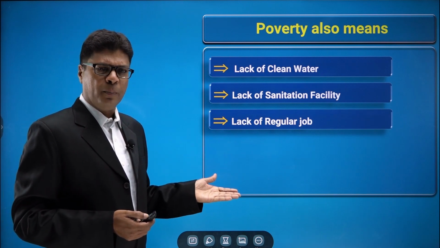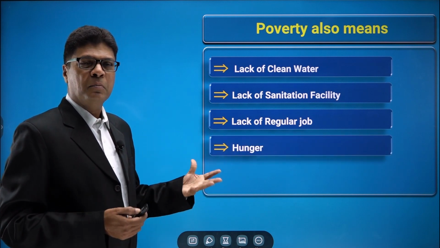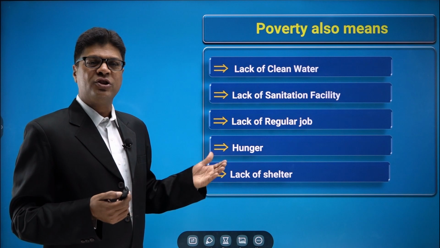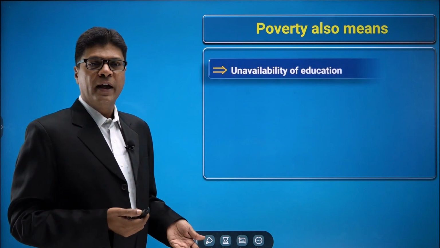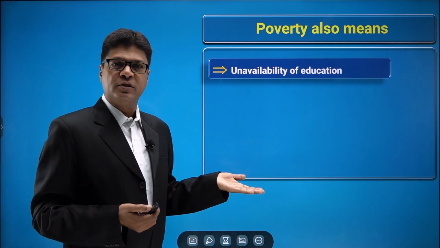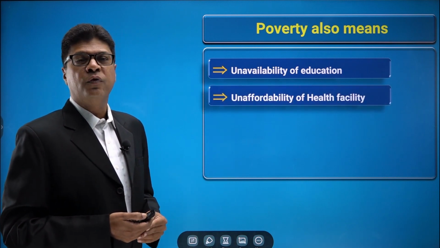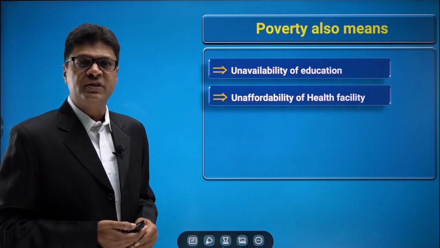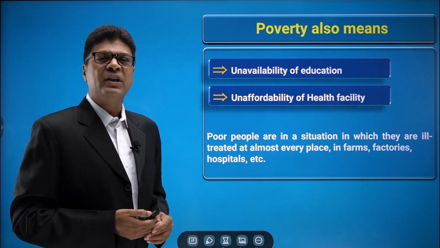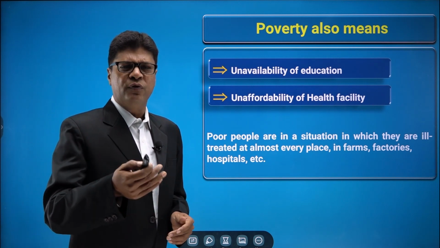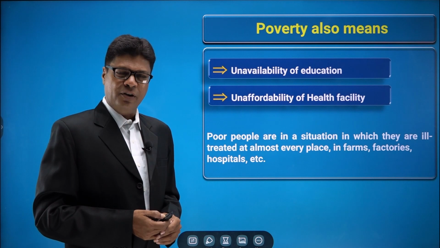Lack of regular jobs, where persons are not provided jobs up to their capacities. Hunger, bhook, and lack of proper shelter. They are not able to sleep properly, they do not have their homes. It also means unavailability of education, where children are not getting the proper education which they require. Unaffordability of health facilities, which is the primary thing every person requires. Poor people are in a situation where they are ill-treated at almost every place: in farms, factories, hospitals near you. You must have seen many places where poor persons are ill-treated.